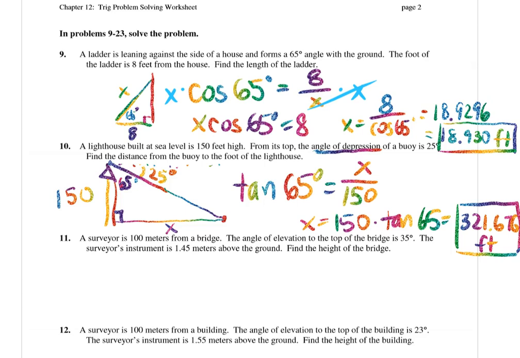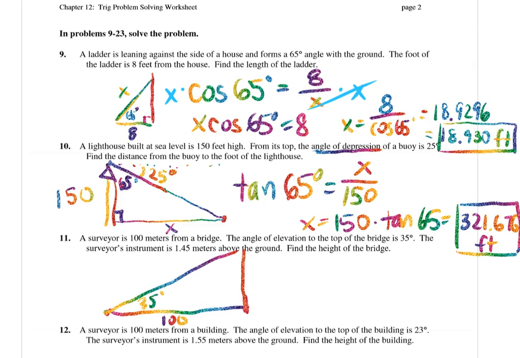So this time, a surveyor is 100 meters from a bridge. So we've got a person 100 meters from a bridge. We'll just pretend this is the person, and the bridge is like here somewhere. So 100 feet, or 100 meters. The angle of elevation would be you looking up. So if this was you and I'm looking up, they said that angle was 35 degrees. The surveyor's instrument is 1.45 meters above the ground. Find the height of the bridge.